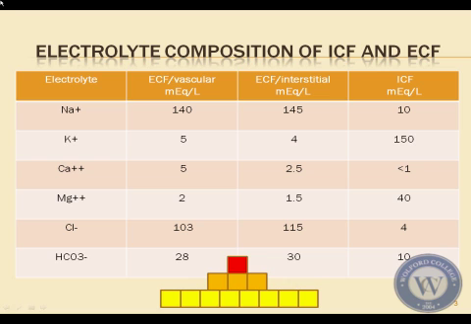Chloride is found in high concentrations in the vascular space and the interstitial space, but in very low concentrations in the intracellular space. Bicarbonate is also higher in the extracellular and interstitial space in comparison to the intracellular space.